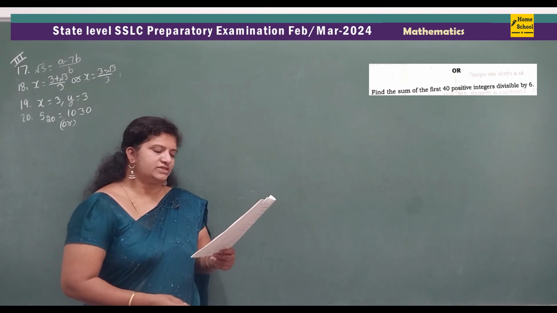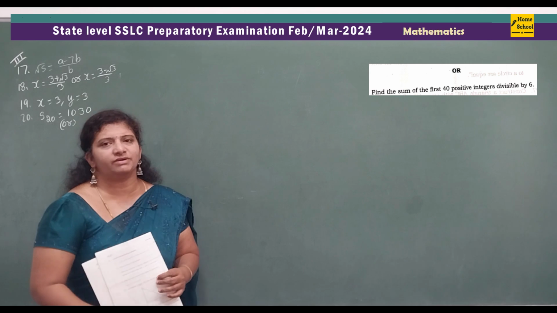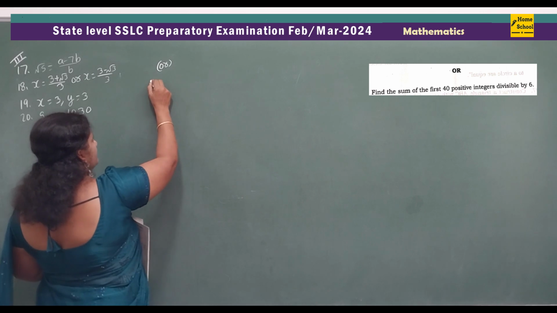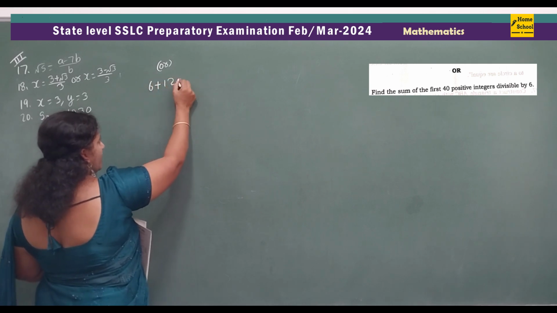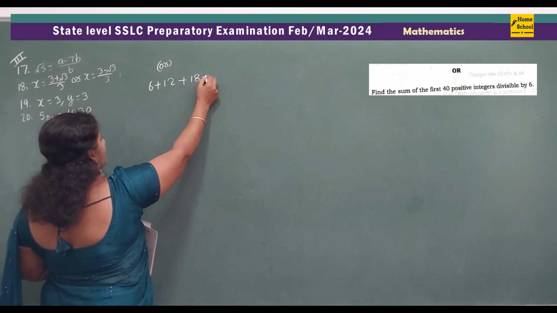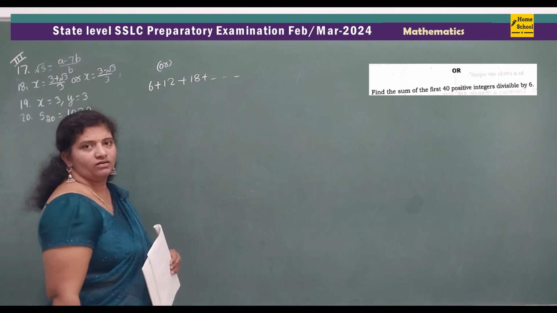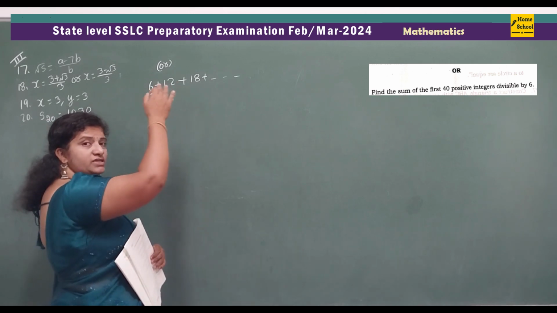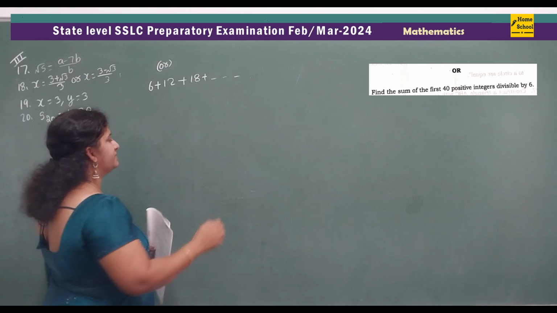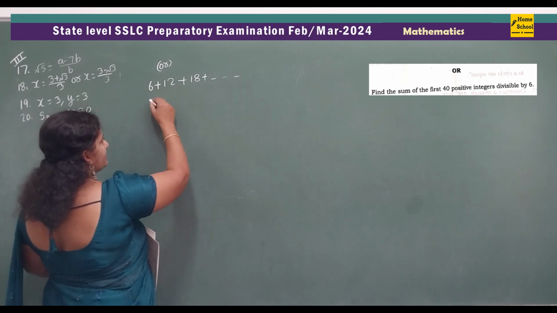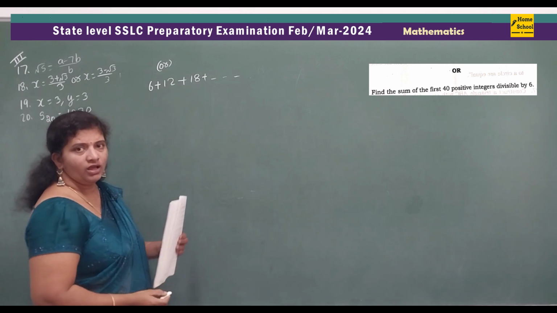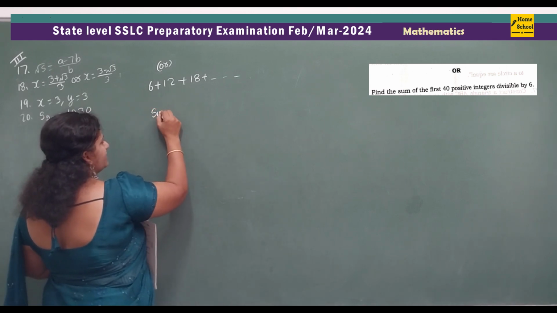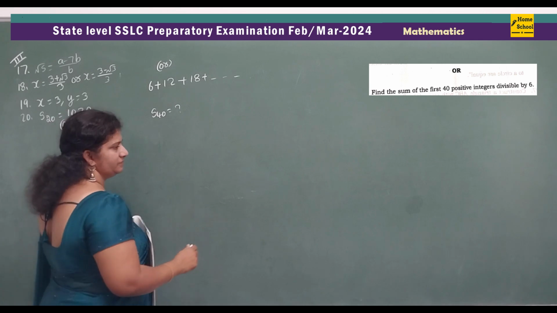In this, you have one more OR question. Find the sum of the first 40 positive integers which are divisible by 6. So, what are all the multiples of 6? 6 plus 12 plus 18 plus so on. Sum of first positive integers, and those integers are divisible by 6. So write the series like this: 6 plus 12 plus 18 plus so on. How many? You want the sum of 40 integers. That means S40 is equal to question mark.